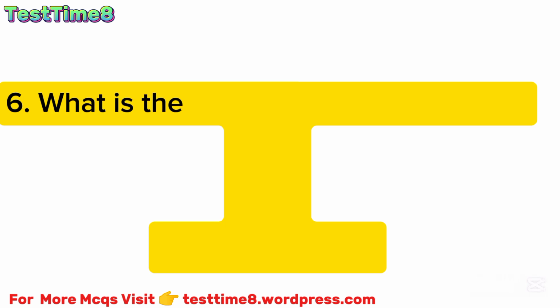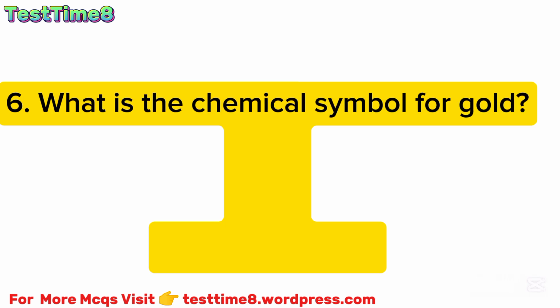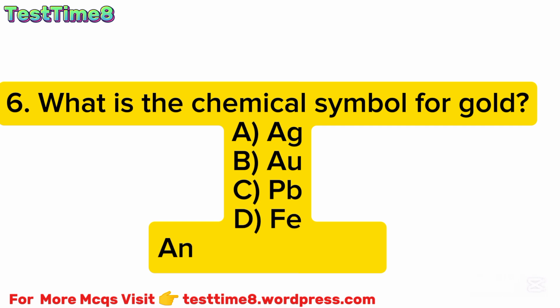6. What is the chemical symbol for gold? A. Ag, B. Au, C. Pb, D. Fe. Answer: B. Au.